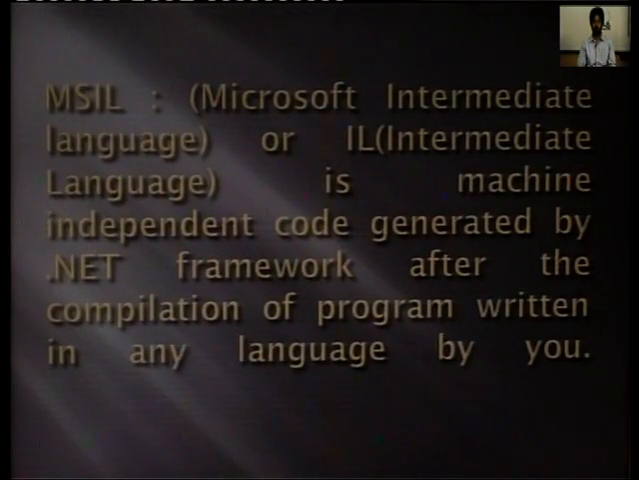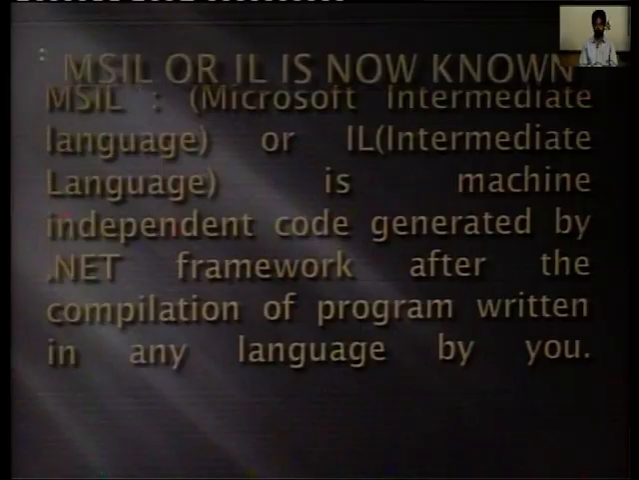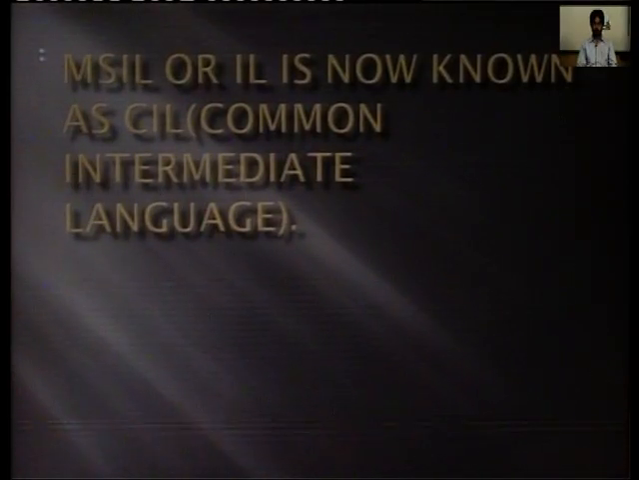MSIL, the Microsoft Intermediate Language or Intermediate Language, is machine independent code generated by the .NET framework. After compilation of a program written in any language, you use the compiler of the .NET framework. MSIL is also known as CIL, Common Intermediate Language. So whenever you use the .NET framework, it is the Common Intermediate Language.